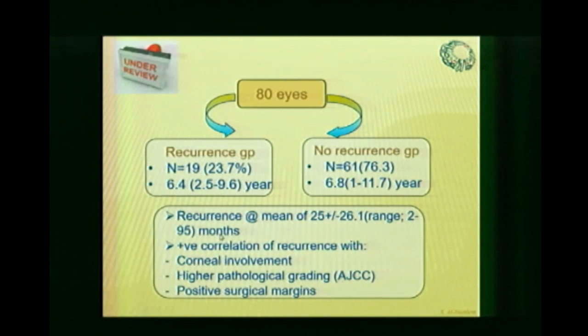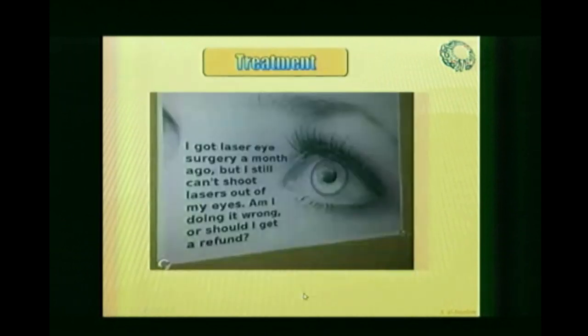The recurrence occurred in our patients at a mean of 25 months. It ranged from month number 2 to 95, so from month 2 up to 7 years. That's why we need to have good follow-up. And when you ask about the type of therapy, as I told you, that was before the era of chemotherapy, so almost 100% of these patients were managed by surgical excision with or without adjunct chemotherapy later on, in the form of mitomycin only. The positive correlation of recurrence was with corneal involvement, with higher pathological grading, and with positive surgical margins.